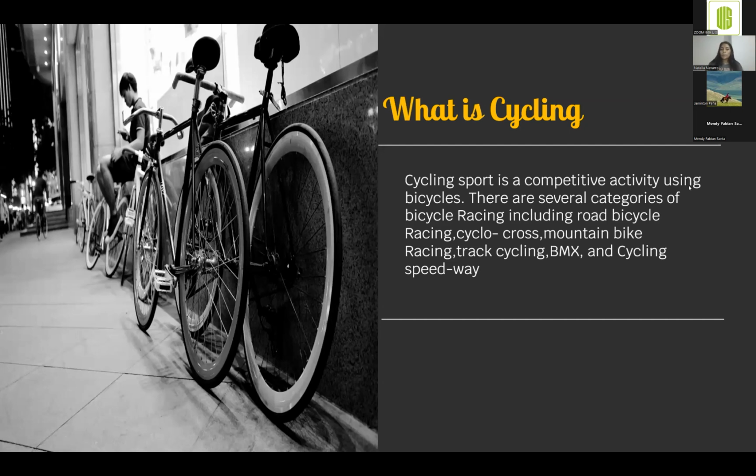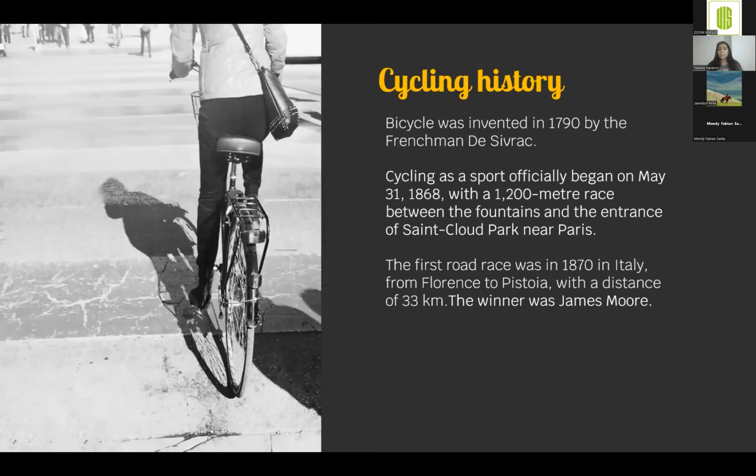So cycling sport is a competitive activity using bicycles. There are several categories of bicycle, and that include road bicycle racing, cyclo-cross, mountain bike racing, track cycling, BMX, and cycling speedway. About the history, the bicycle was invented in 1790 by the Frenchman de Sivrac.